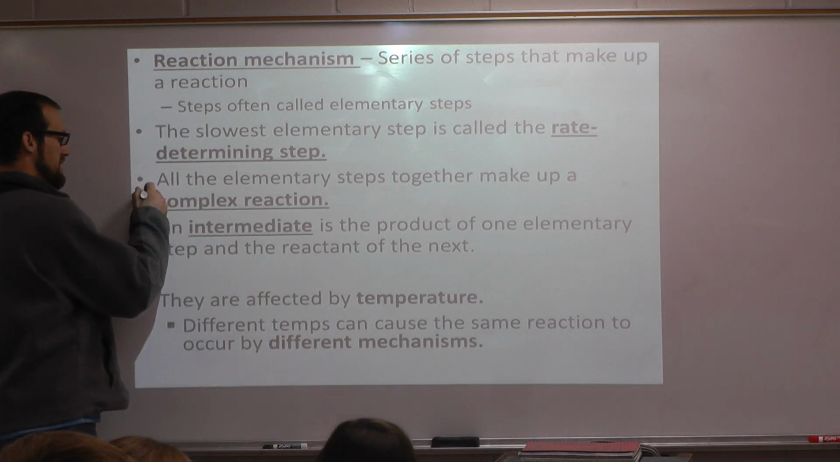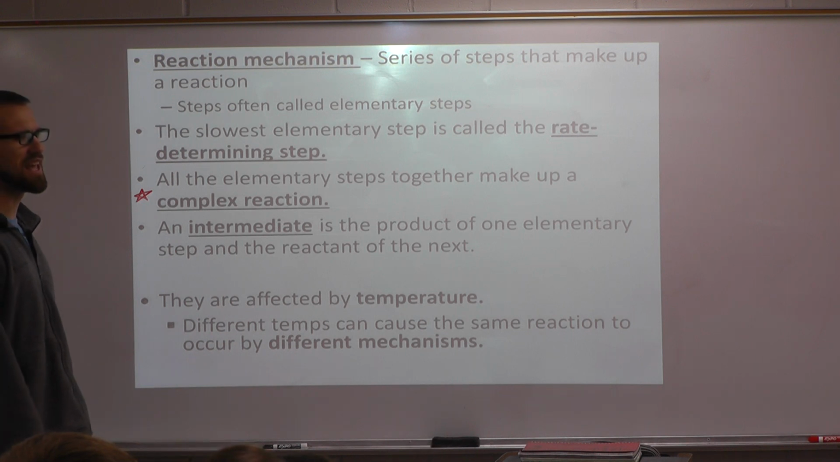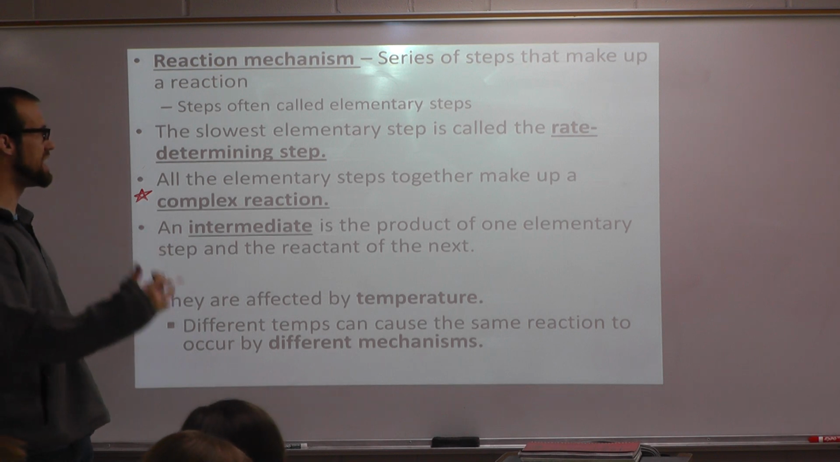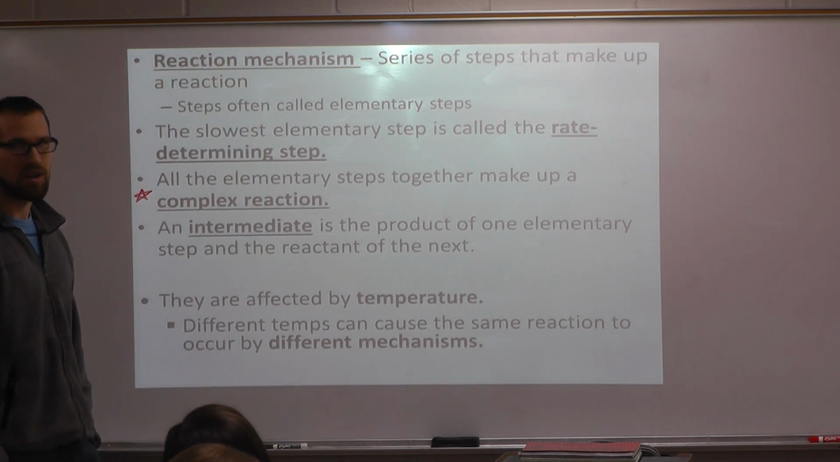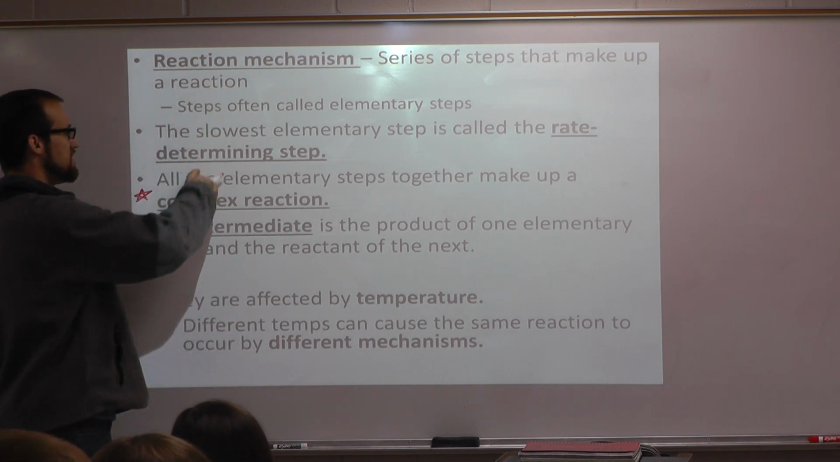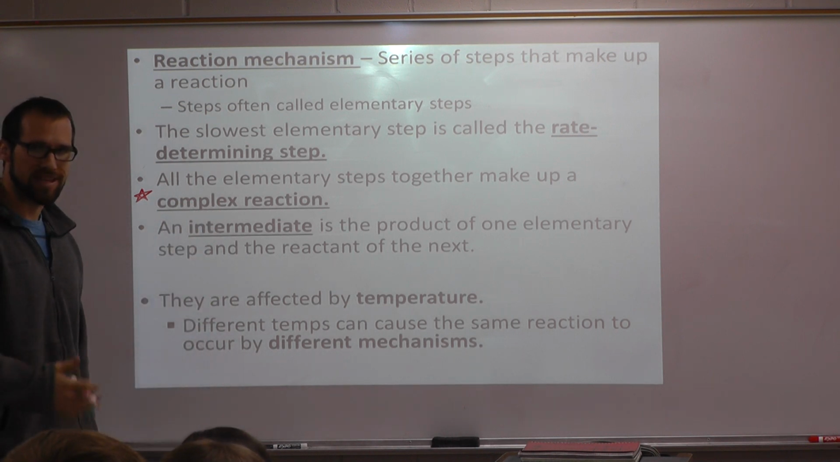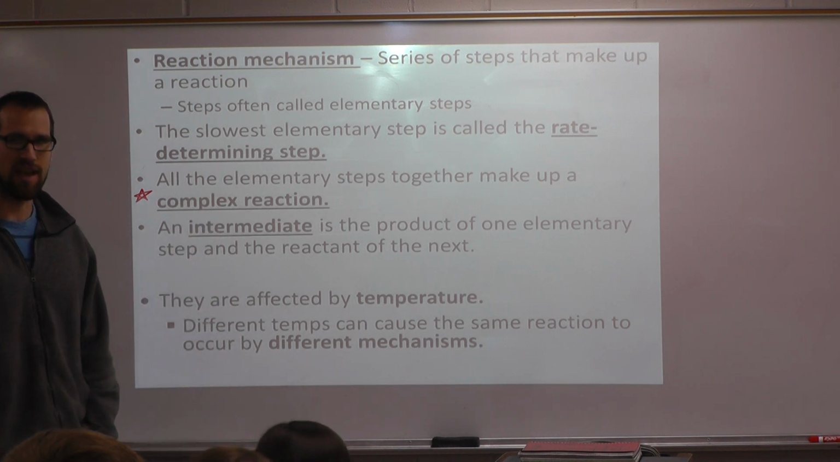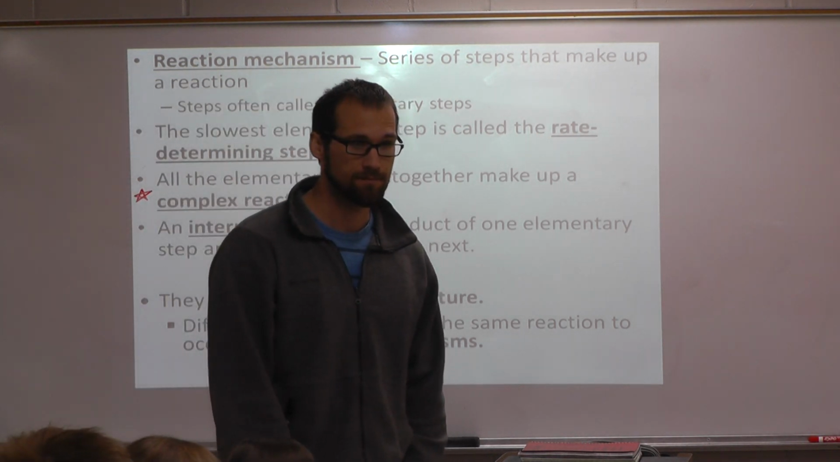I don't want this to confuse you. All this simply means is if the reaction takes multiple steps, it is called a complex reaction and has a reaction mechanism. Don't get confused, because technically these two things seem similar, don't they? If it has multiple steps, it is a complex reaction, and if it's a complex reaction, it has a reaction mechanism. Okay?